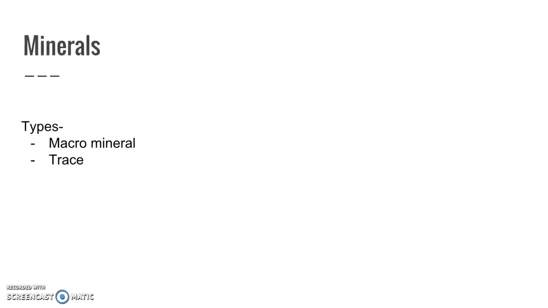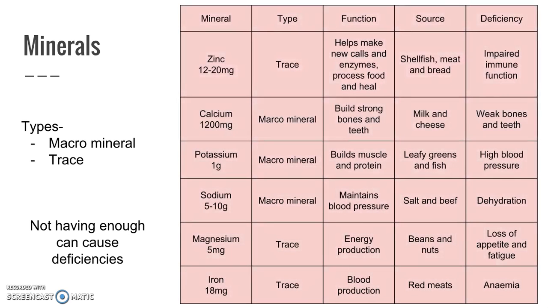There are also two types of minerals. Macrominerals are needed in much larger amounts, whereas trace minerals are needed in smaller amounts. Also, not having enough minerals can lead to deficiencies, such as weak bones and teeth, dehydration, and loss of appetite. The types of minerals are zinc, calcium, potassium, sodium, magnesium, and iron.